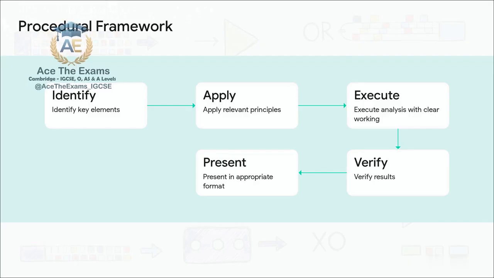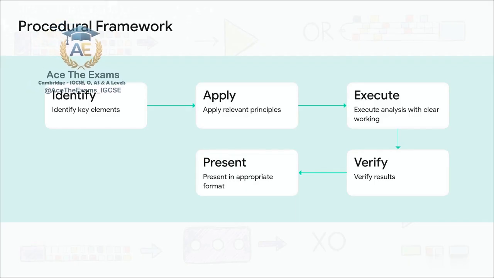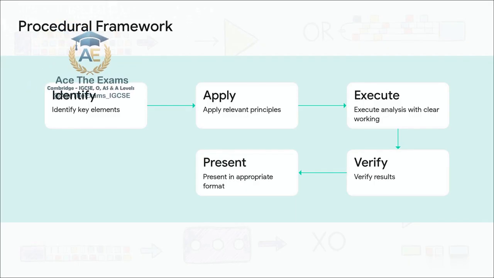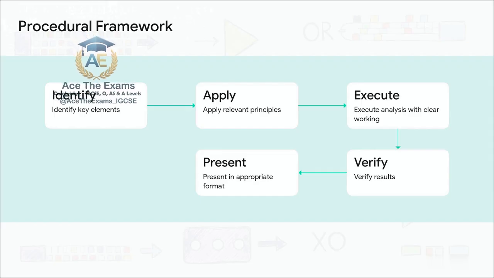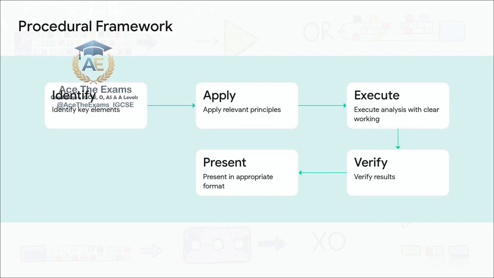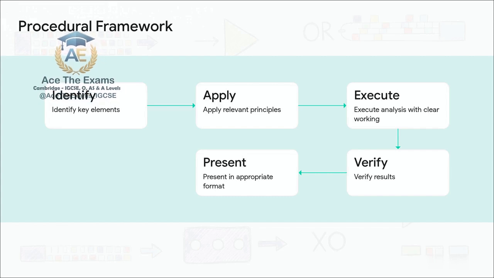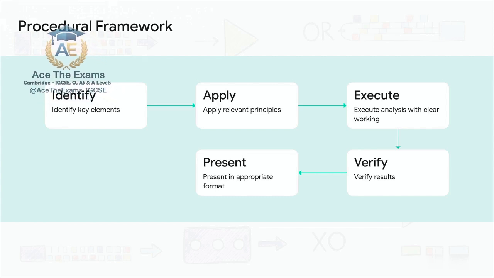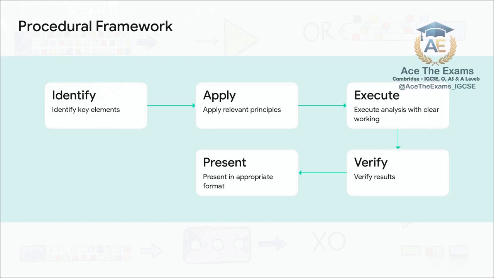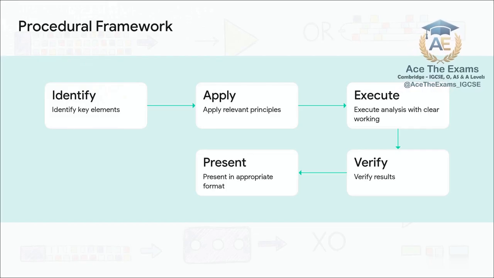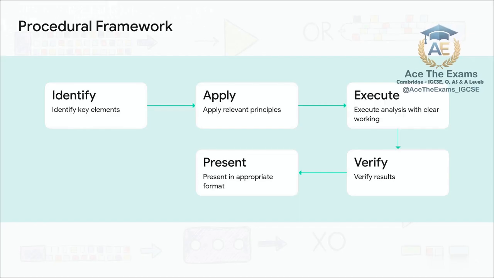Second, apply the relevant principles. Do we need to set a bit with an OR mask, clear it with an AND mask, or toggle it with an XOR mask? Third, execute the analysis with clear working. Literally write down your binary masks and show the operation happening. Fourth, verify your results. Take a breath and check your logic. And fifth, present your answer in the appropriate format using the correct terminology. This procedural framework develops the exact rigorous programming skills and efficient code implementation that examiners are demanding from you.